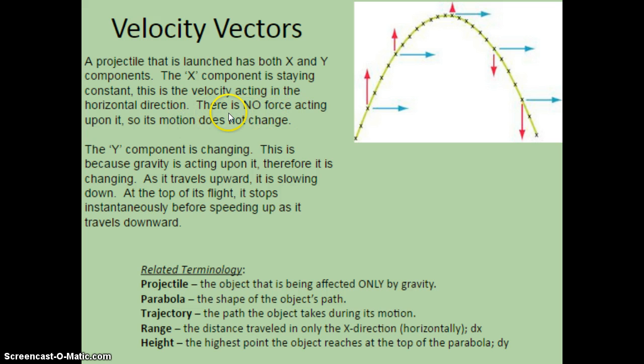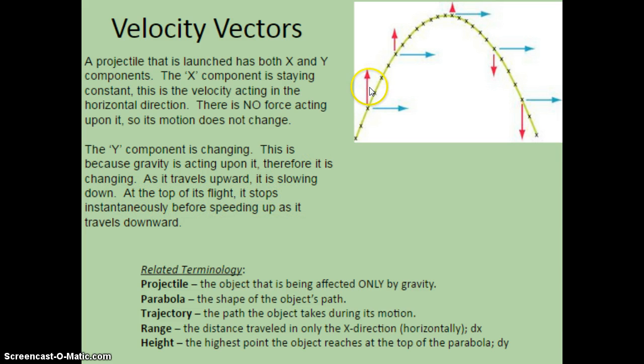Right? Our last unit we learned that if a force is acting on it, something has to change, but there's no force acting horizontally. The y component is changing. This is because gravity is acting upon it. Therefore, it is changing. As it travels upward, it's slowing down. At the top of its flight, it stops instantaneously before speeding up as it travels downward.